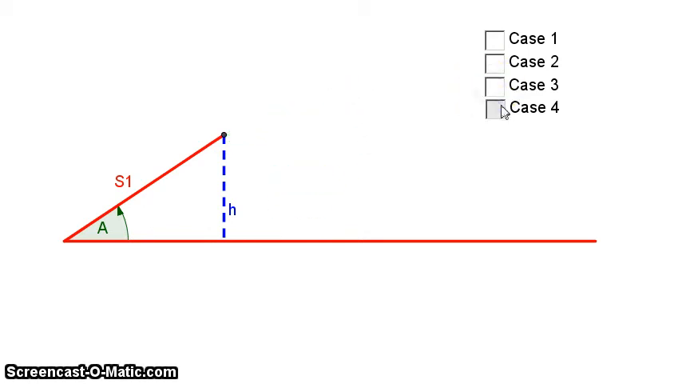And the last possibility is that the first side that I'm given, the side in green, is longer than both the height and the second side. And in that case, the only place that this side can meet the base is with one triangle like this.